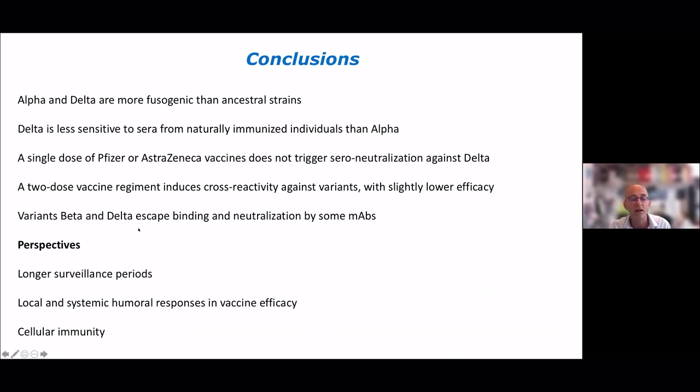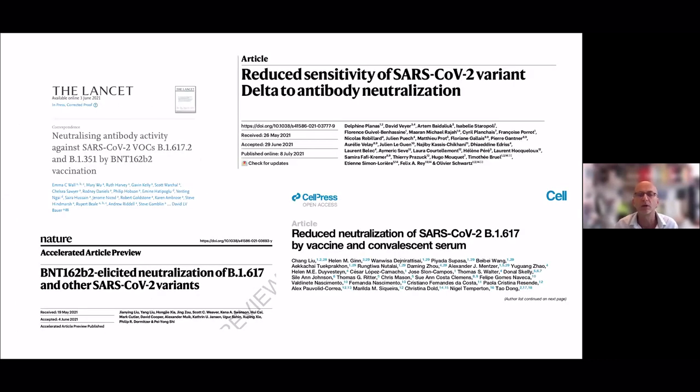And the beta and delta, especially beta, escape binding and neutralization by some monoclonal antibodies. And we are currently performing longer surveillance periods and also studying the neutralizing antibody response in individuals who received other available vaccines throughout the world. And so some of those results that I've shown you have been published in this article in Nature, and there are other articles with the same kind of results indicating the reduced sensitivity of SARS-CoV-2 variants to antibody neutralization.